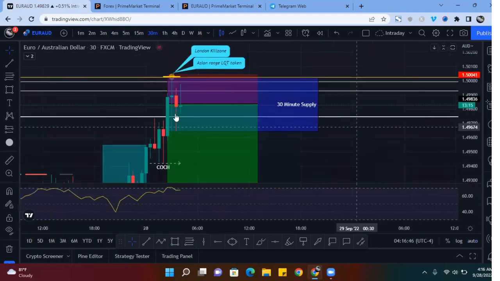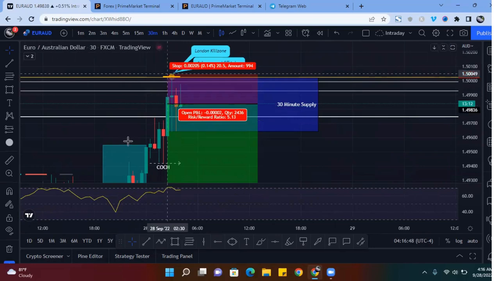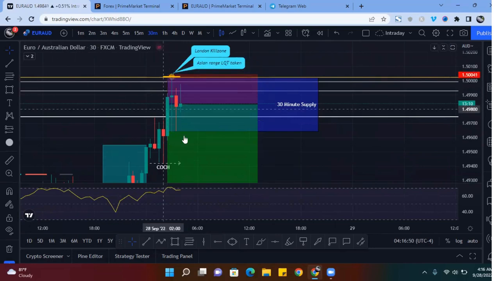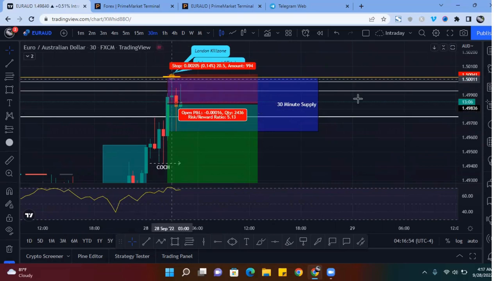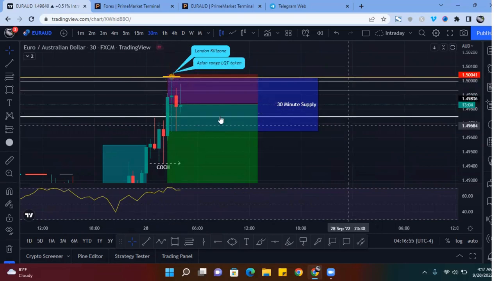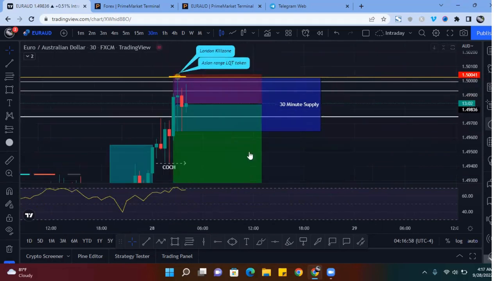And then we had the London kill zone formed after the Asian range. We had all H4 external liquidity taken, as well as the London kill zone, like I said, formed right here, right? So that gave me confluence, and I was like, well, I'm going to enter on the 30-minute, and it's just now dropping into profit. Like I said, I just want to break down the trade, win or lose.